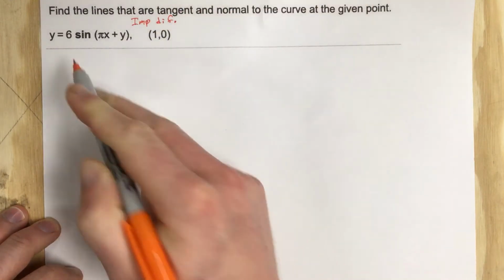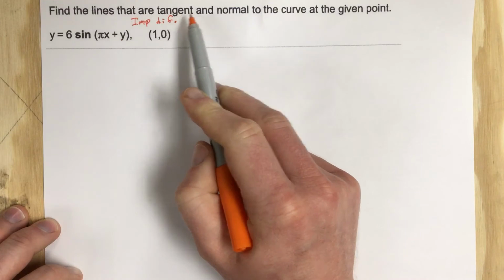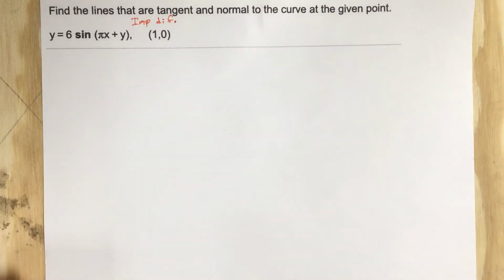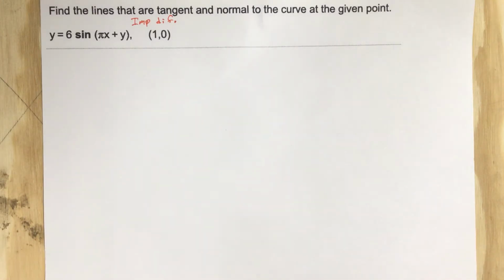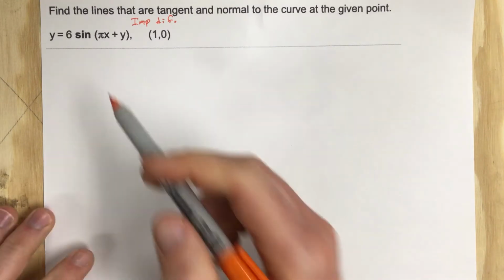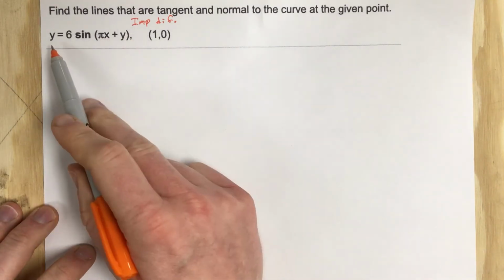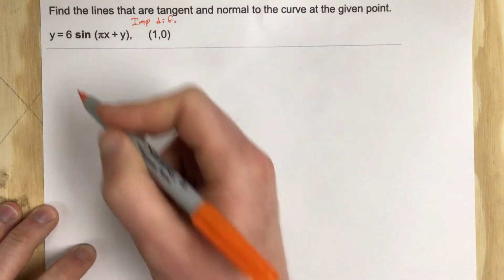And we want to find the derivative because they're asking us to find the lines that are tangent and normal, so that means we need to find the slope. Once we know that slope, that's the tangent slope. And then we know the normal slope is going to be perpendicular to that tangent slope. So let's go ahead and just start taking the derivative from left to right using the implicit differentiation.